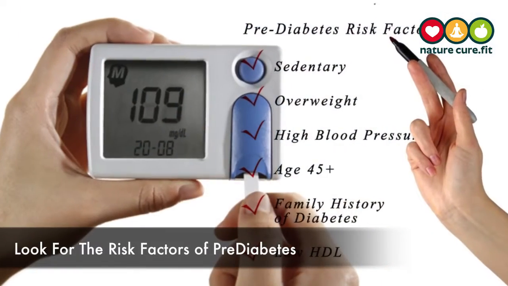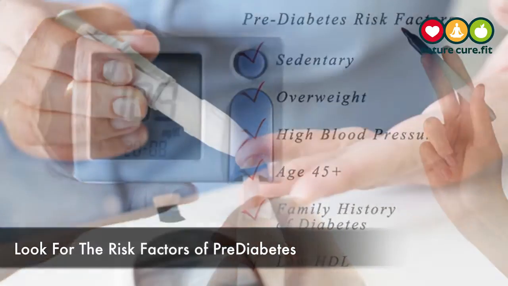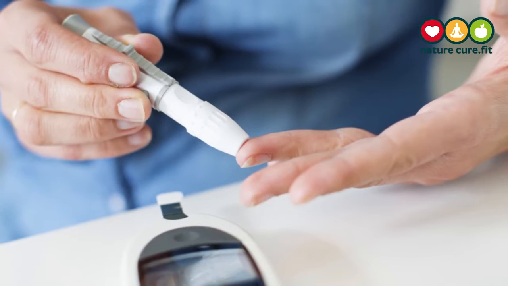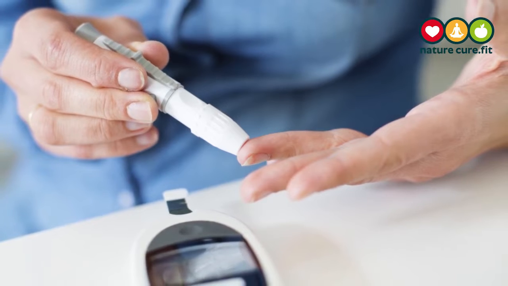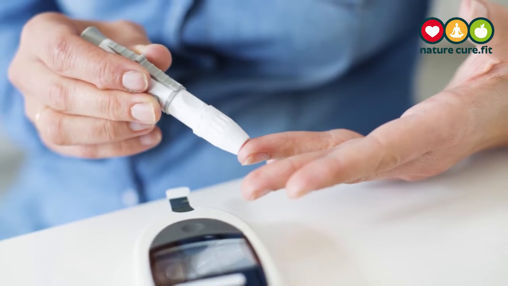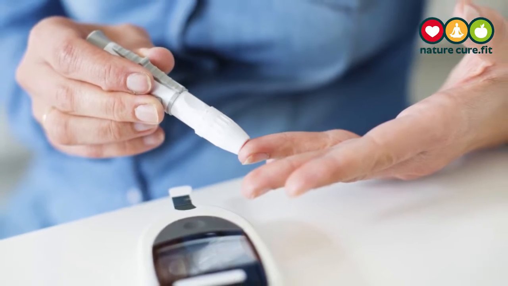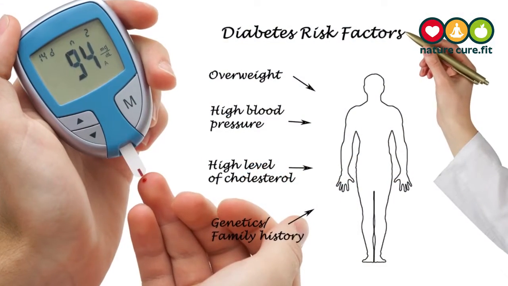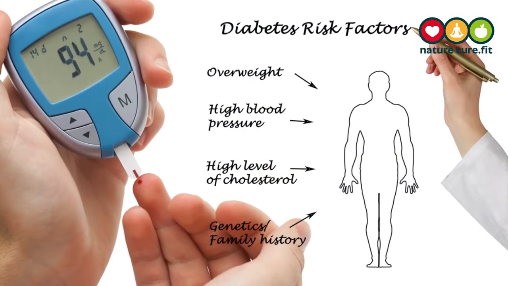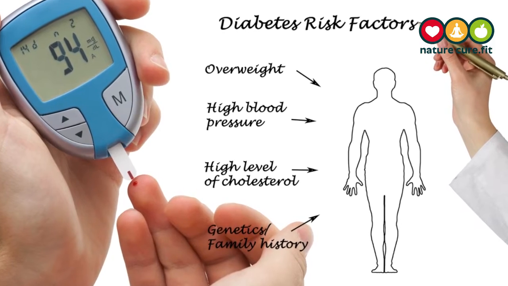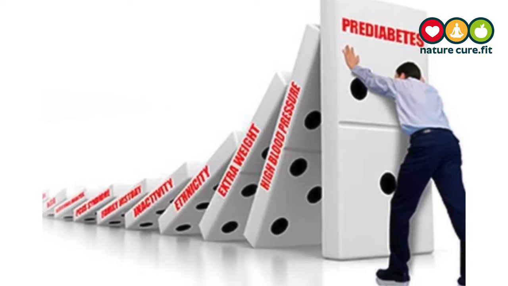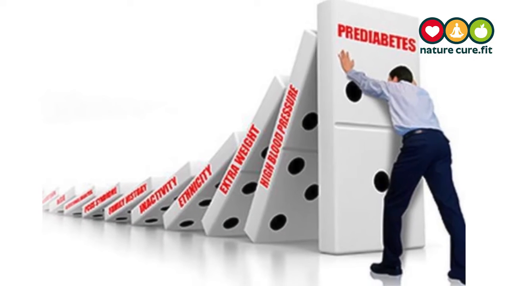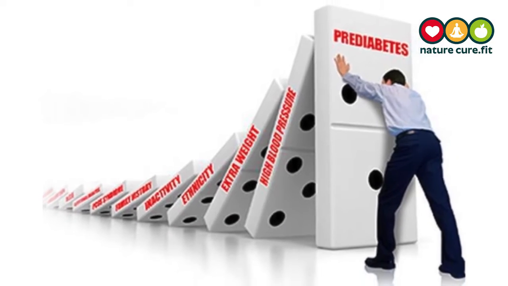Look for the risk factors of pre-diabetes. Pre-diabetes is a metabolic condition in which blood glucose is higher than the normal range. Still, it's lower than recommended for treatment with medication to control blood glucose. The risk factors for pre-diabetes include being overweight, family history of type 2 diabetes, sedentary lifestyle, high blood pressure, a previous experience of gestational diabetes.